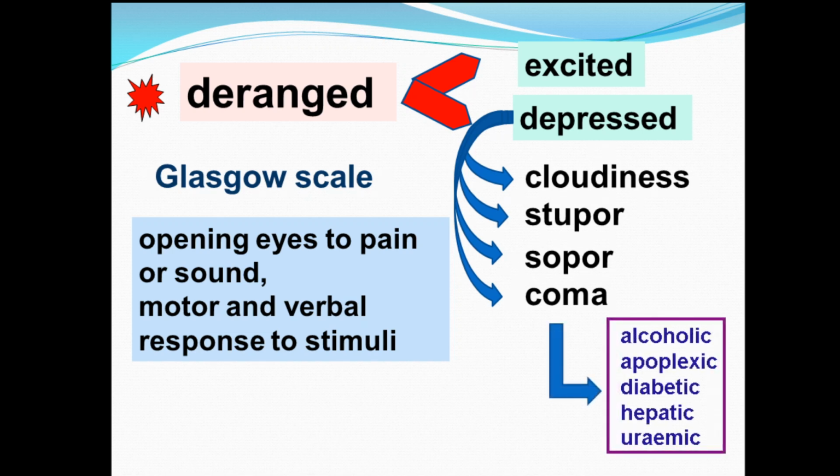Coma may be a result of severe vascular or other problems. And depending on the disease, we distinguish alcoholic coma due to intoxication with alcohol, apoplectic due to hemorrhagic affection of the brain, diabetic, hepatic, and uremic due to intoxication with some substances, whose detoxification is disturbed due to affection of the liver and kidney, or severe metabolic disorders, a patient with diabetes mellitus, for example.